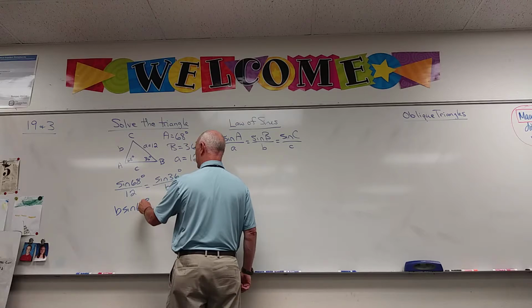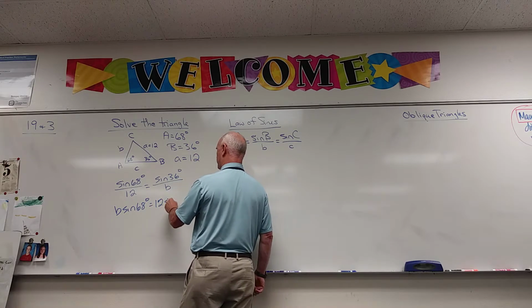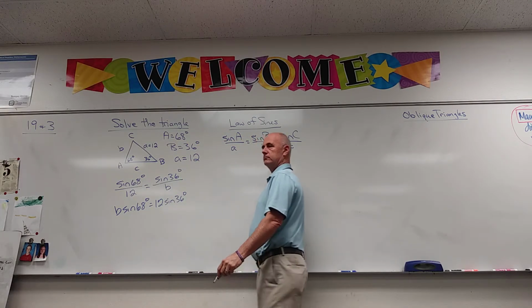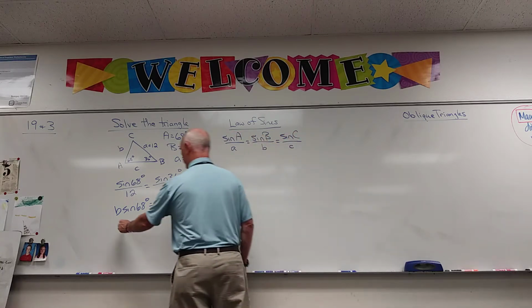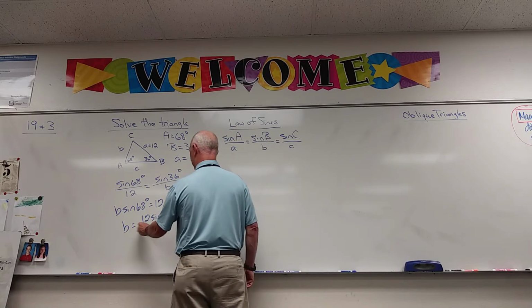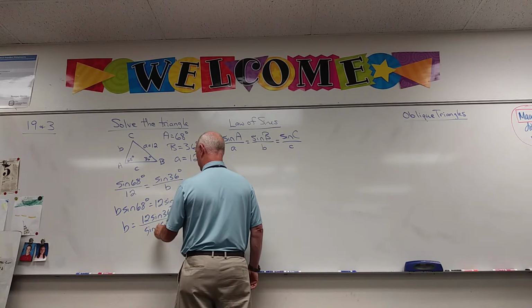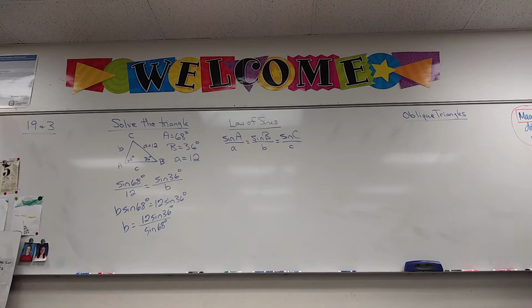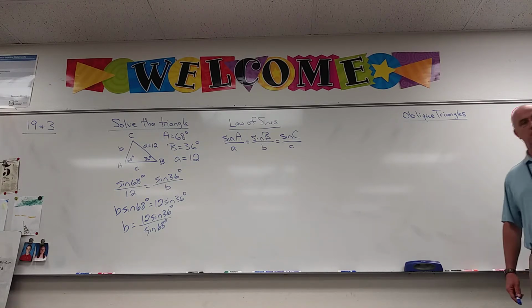B sine of 68 degrees is 12 sine of 36 degrees. So what do we do now? Calculator. Divide by the sine of 68 degrees. So B equals 12 sine of 36 degrees over the sine of 68 degrees. What do we do now? Calculator it. I would strongly suggest that you make sure that you are in degrees mode. If you are not in degrees mode, you will get something very bizarre, very strange, or just wrong. Won't work.